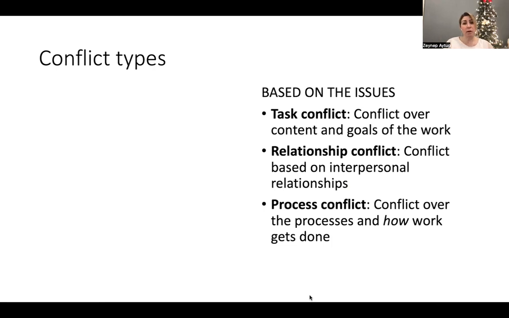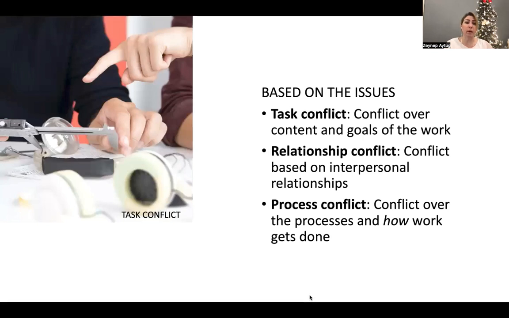Based on the issues that are involved in the conflict, we can create 3 different categorizations. One is task conflict. This is conflict over content or goals of the work. For instance, here in this picture, you can see that 2 people are working on a prototype. They can disagree. They can sort of fight quite seriously about how to design, where to put that handle or not to put a particular component into the prototype. We call this the task conflict.